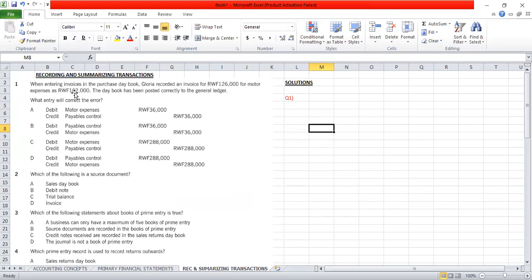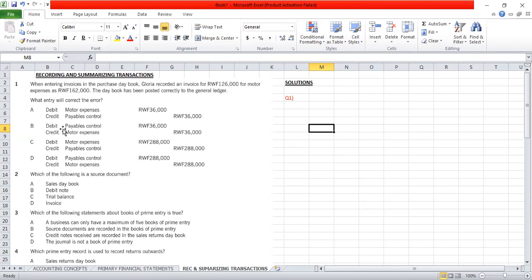When entering invoices in the purchase day book, Gloria recorded all invoices for 126,000 for motor expenses as 162. The day book has been posted correctly to the general ledger. What entry will correct the error? This is an error made where instead of recording 126, they recorded 162. And to correct this error, we debit the difference of 162 and 126, which is 36.